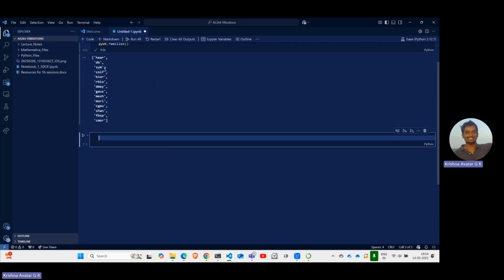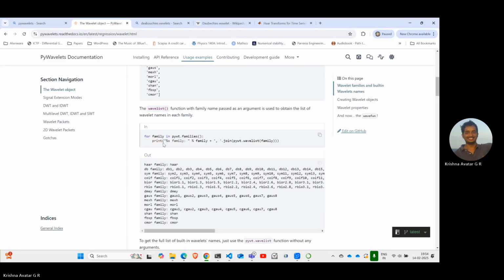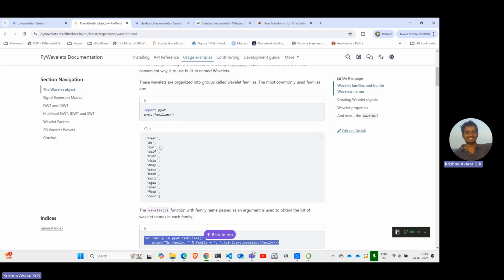So it has these many families: Daubechies, Haar, PyWavelets, and other such wavelets. Even Morlet wavelets we have. Biorthogonal wavelets also are there, and we can get this. So this was the list of wavelet families.